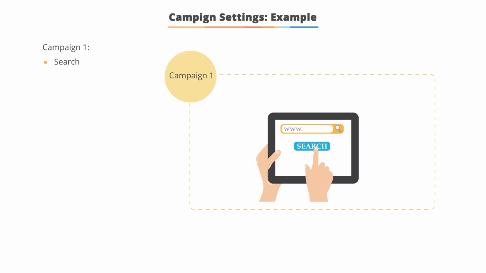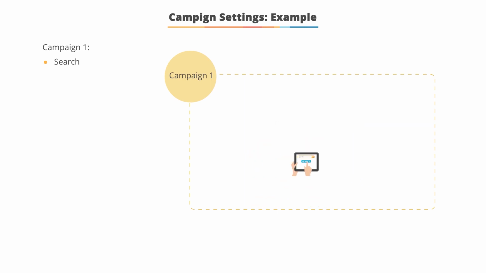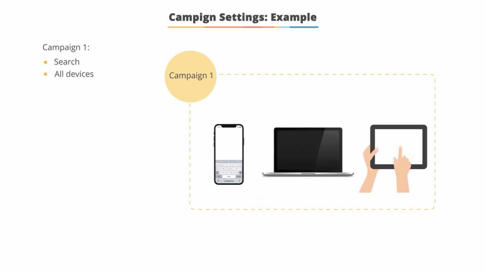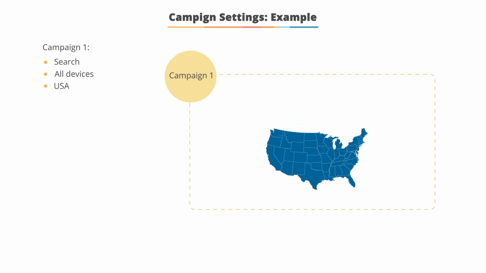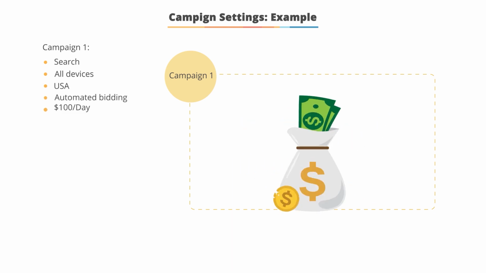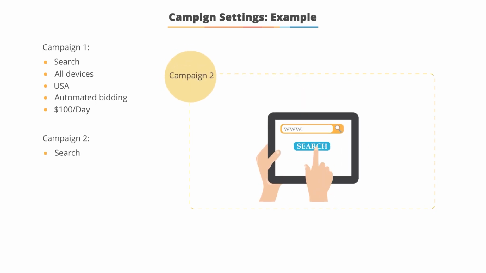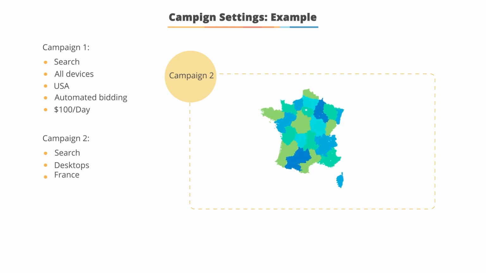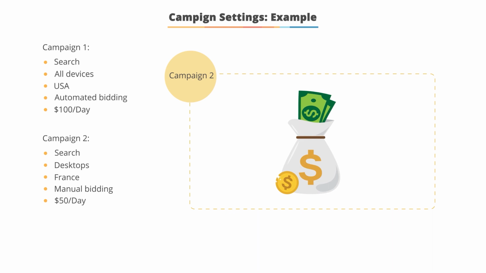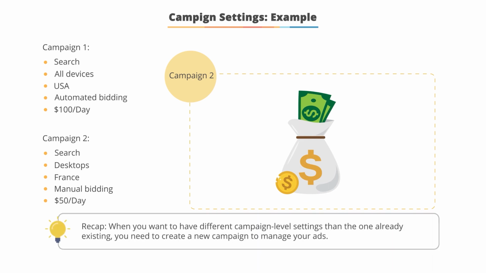So when we think about search, here's a couple examples of how we might set up campaigns. You might have one campaign, it's on search, it's on all devices, it's only set to the country of, say, the United States. It uses an automated bid system that can spend $100 a day. You might have another campaign. It's on search. It's only on desktops. It's set to France. It's based on manual bidding. It has a $50 a day budget. So when you want these campaign level settings to be different, that's one of the main reasons to create a new campaign for the ads and keywords that are inside of that campaign.